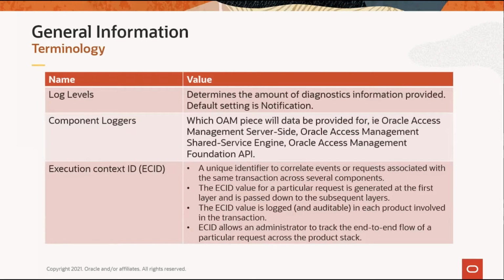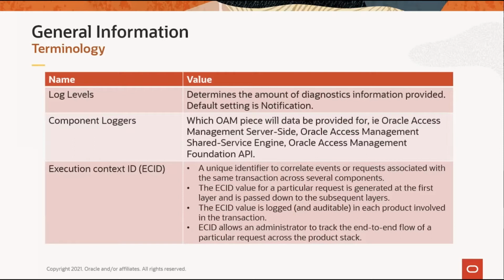Log levels. Support will typically ask for the log level of 16 or 32. For more detailed information on the available trace levels, refer to the product-specific documentation. Component loggers. Support typically turns on all OAM loggers. For more detailed information, please refer to the product specifics. We'll actually show you the two that are the most commonly used later on in the demonstration.